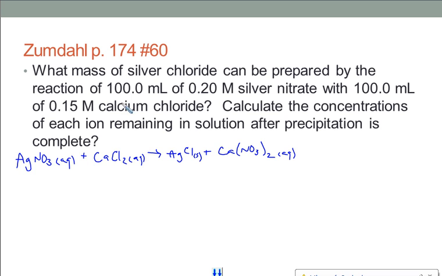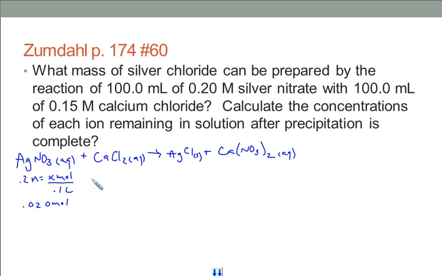You are given the concentration and the volume of each of your reactants. When we look at this, you have 0.2 molar silver nitrate. How many moles, then, if you have 100 mL, or 0.1 liters of silver nitrate do you have? When you calculate this, you get 0.020 moles of silver nitrate to start.